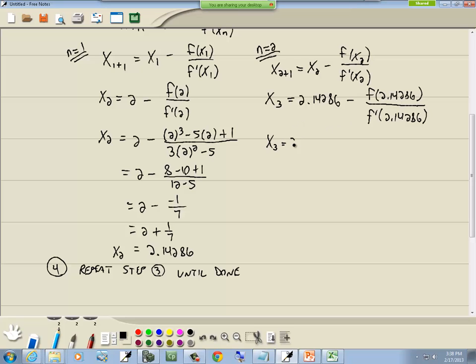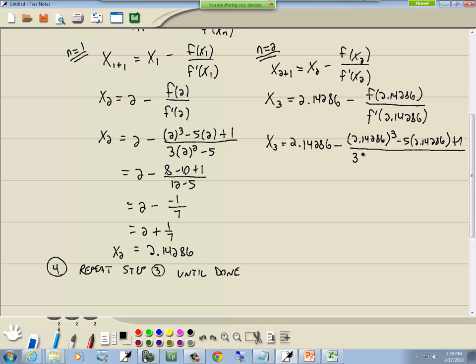As you can see, this process will get very tedious. Minus, and I'm going to plug in 2.14286 into our function. So we're going to have 2.14286 to the third power minus 5 times 2.14286 plus 1 over, and then f prime of that value. So we'll plug that value into our first derivative.